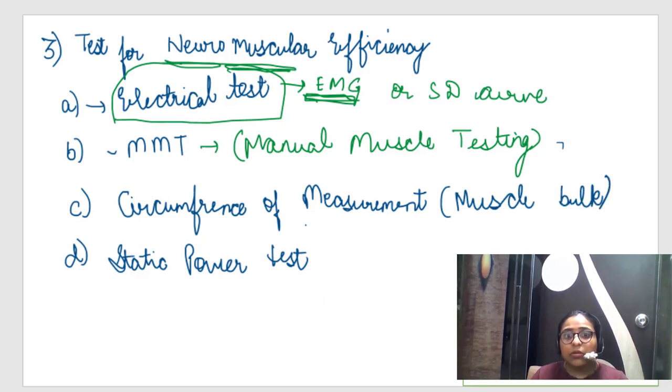Means if you want to check whether the muscle is hypertrophied or atrophied, then you assess it with the circumference of measurement, right. Means you are checking the circumference of the muscle, but with what instrument? You can check it with the measuring tape, right.